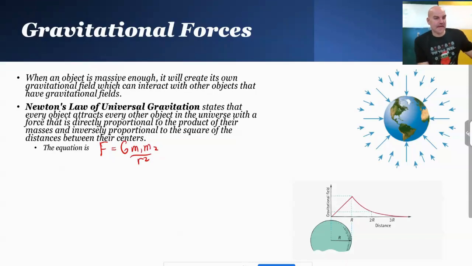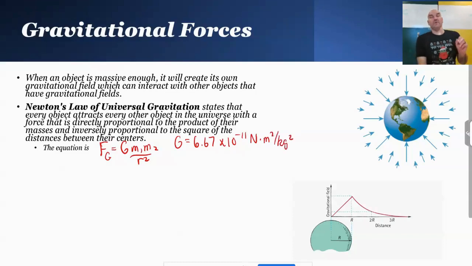Now G is a capital G, so sometimes when I write this equation, I'll put a capital G there. It's not our lowercase g. It has a completely different value. It's called the universal gravitation constant. It has a value of 6.67 times 10 to the negative 11 Newton meter squared per kilogram squared. And r is the distance between centers.